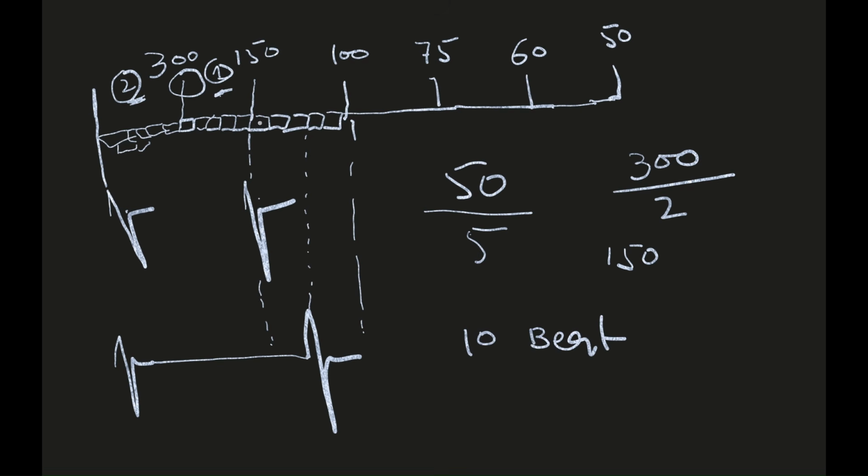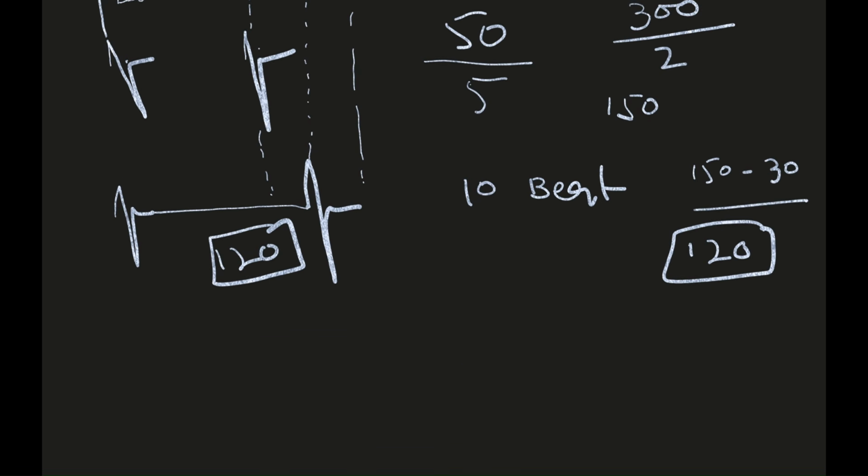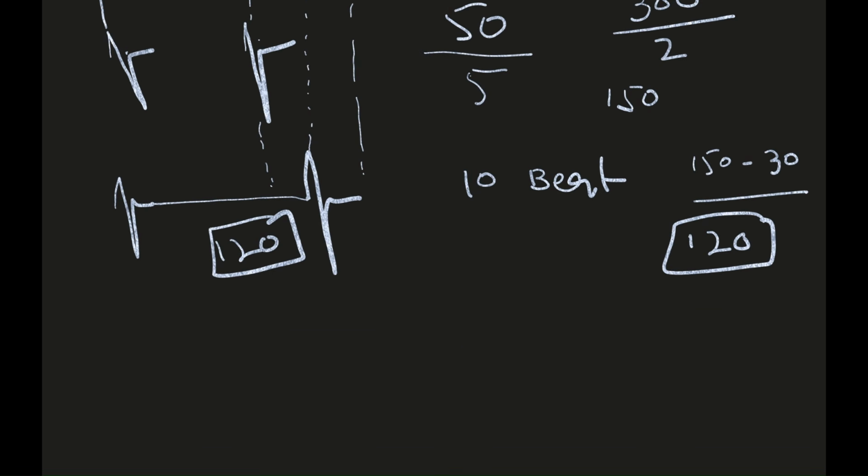If I calculate from here, this one, 1, 2, 3, that is 30 heartbeats before these dotted lines. So you can subtract 30 from 150, and it becomes 120. So your heart rate becomes 120 over here. I hope it's pretty much clear to you. If it is not clear, you can watch it again. Somehow you will get a grasp of it.